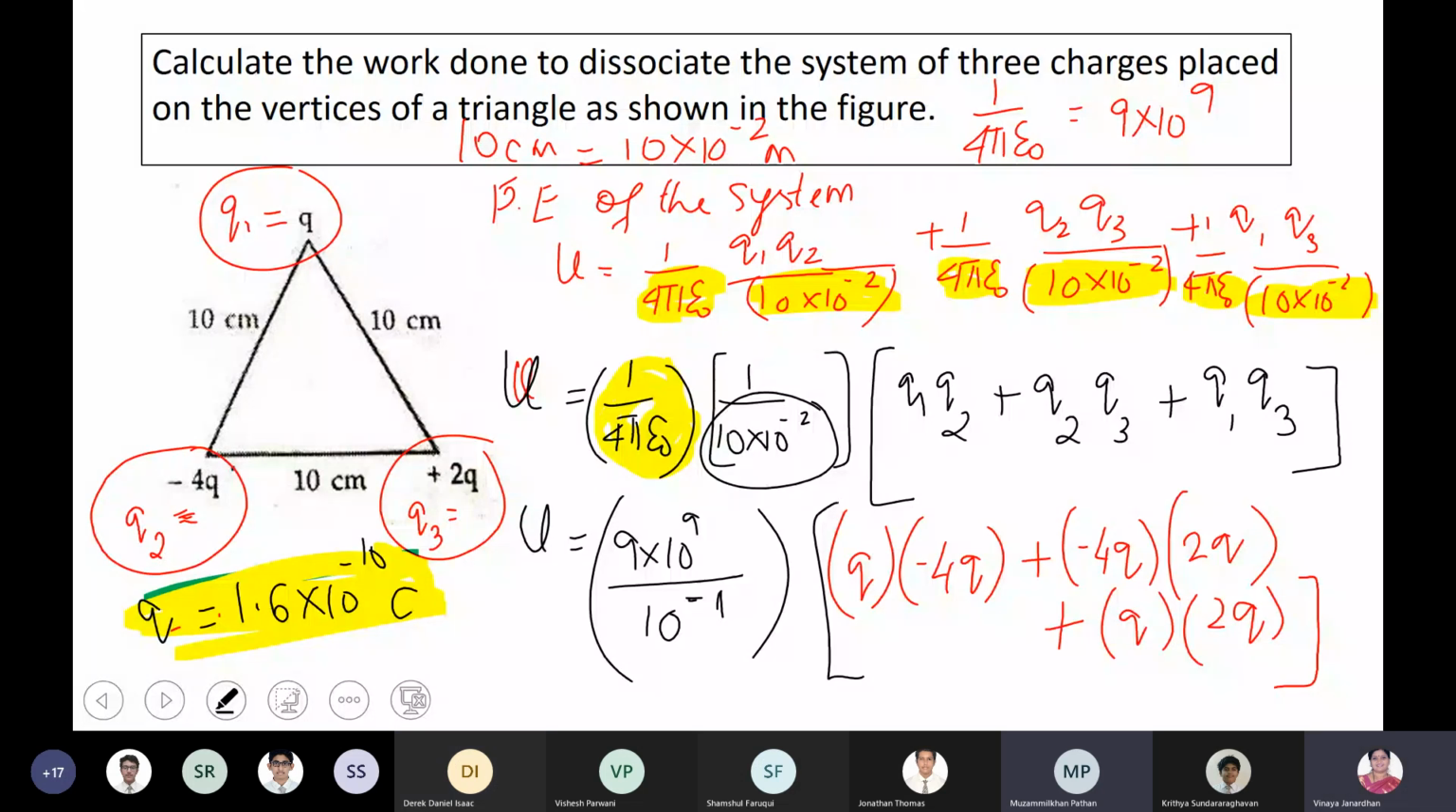I'm getting 23.04. Wait, one second. I'll just highlight the value. 1 by 4 pi epsilon naught is 9. Ma'am, the SI unit is joules. Just say Joule. Okay, ma'am.